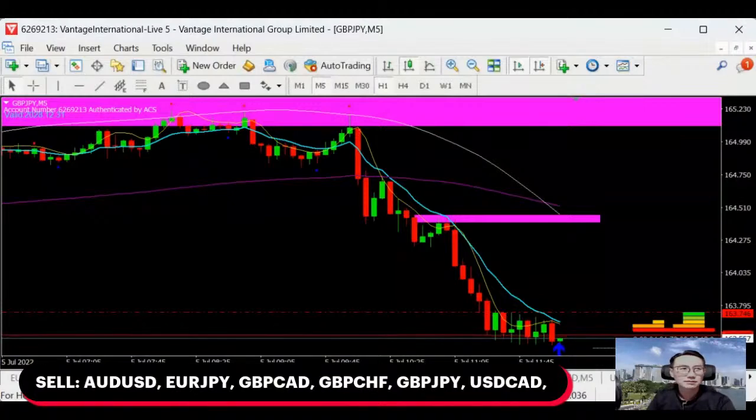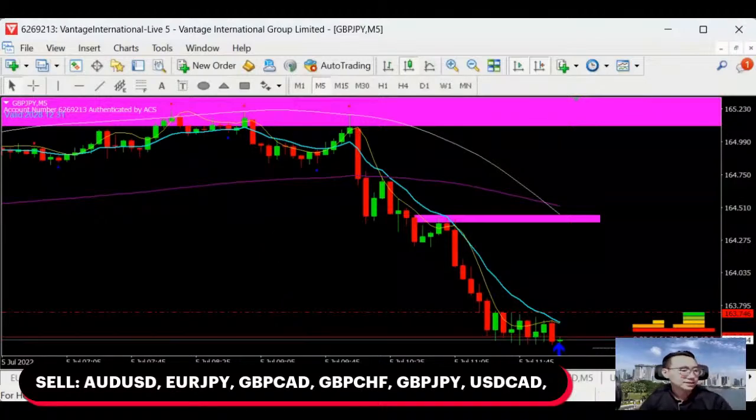A 10, 15 is good. It's the maximum. It's having a landing right now. So just be careful with it.